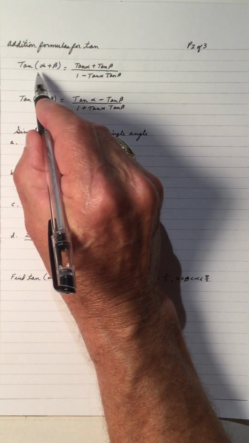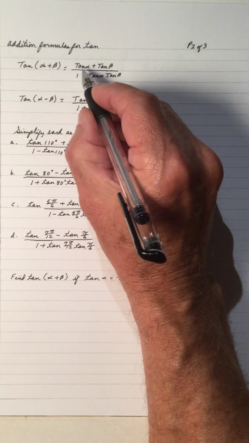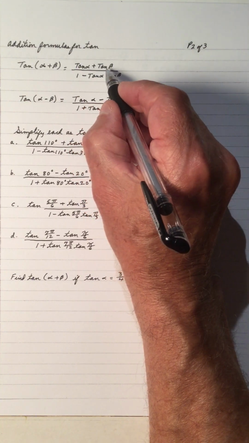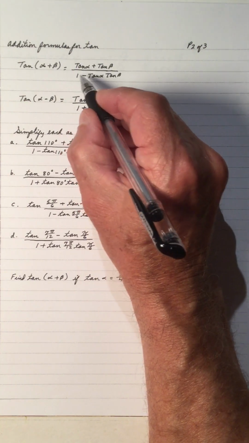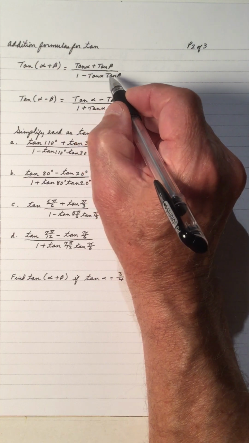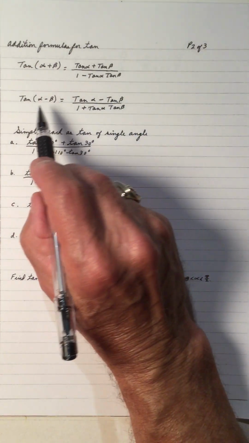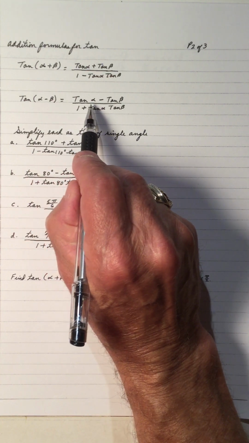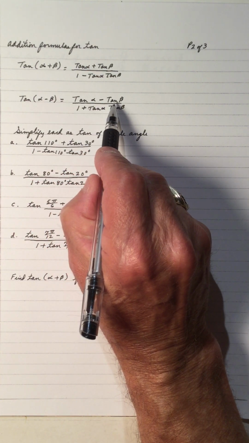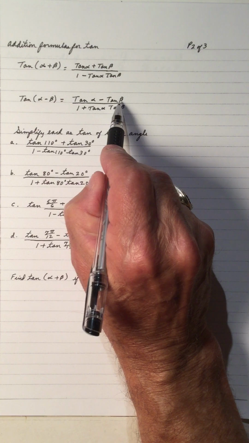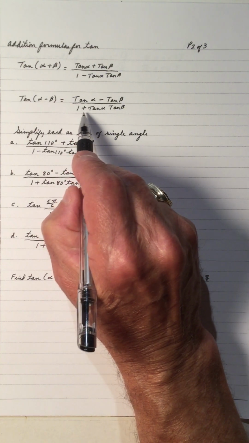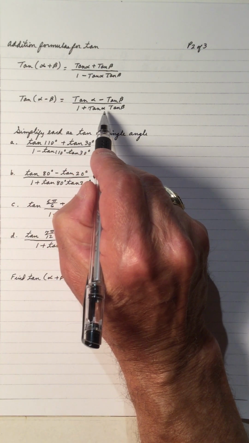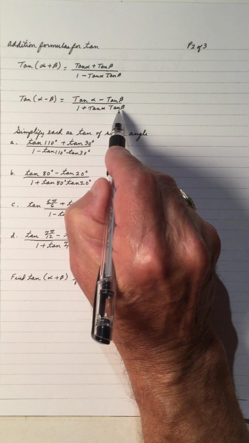The tan of alpha plus beta is the tan of alpha plus the tan of beta over 1 minus tan alpha times tan beta. And the tan of the subtraction of the two angles, alpha minus beta, is the tan of alpha minus tan beta over 1 plus tan alpha times tan beta.